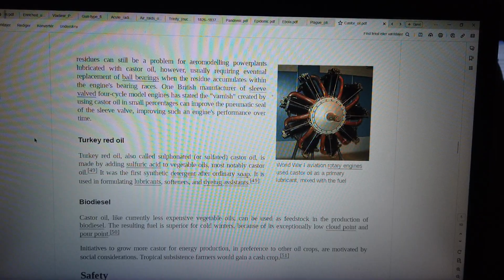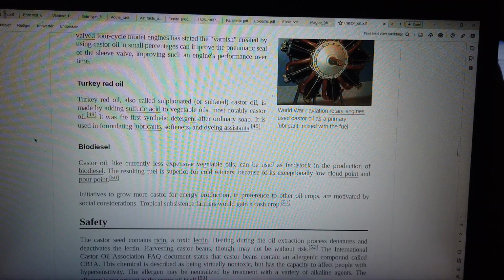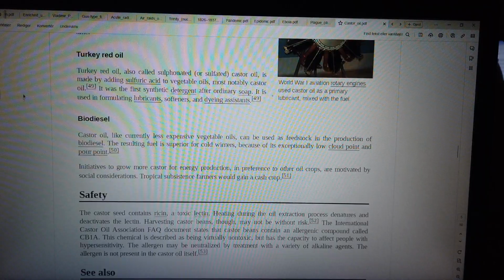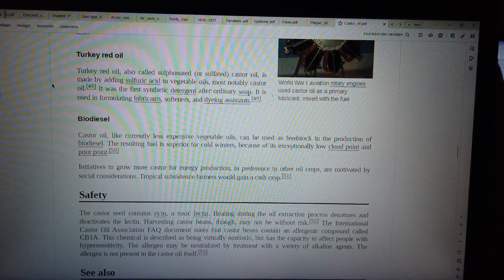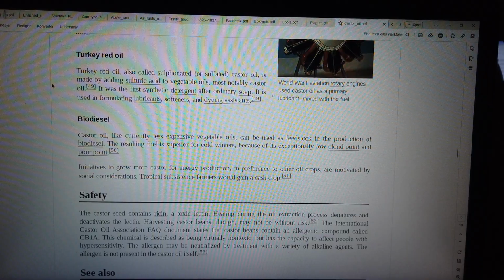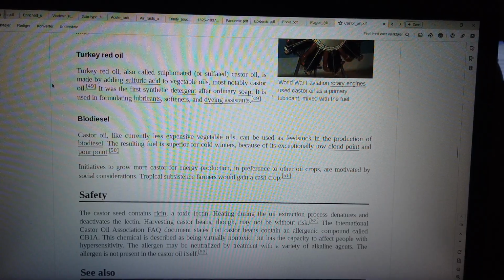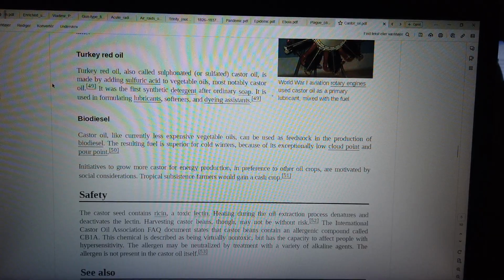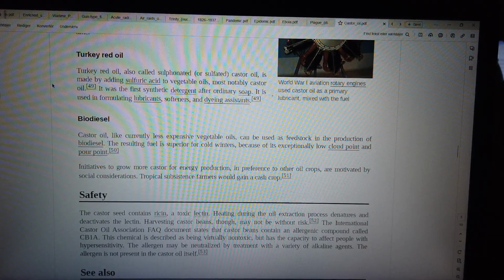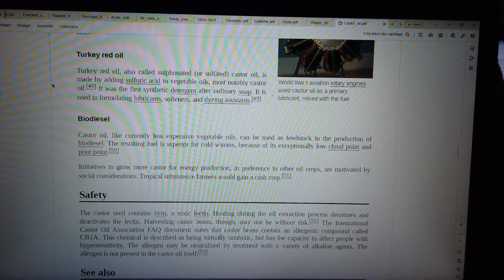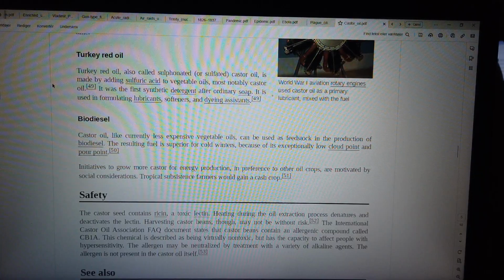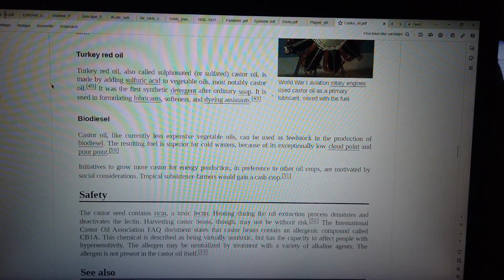Turkey red oil. Turkey red oil, also called sulfonated or sulfated castor oil, is made by adding sulfuric acid to vegetable oils, most notably castor oil. It was the first synthetic detergent after ordinary soap. It is used in formulating lubricants, softeners, and dyeing assistants.